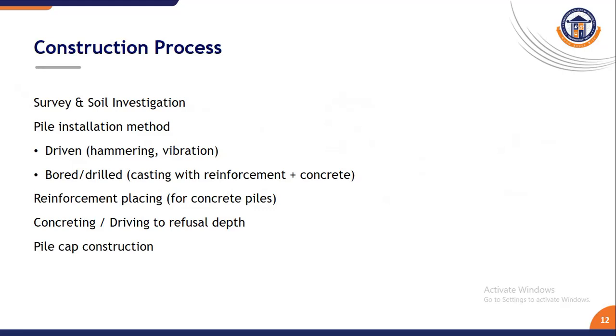Then the construction process of pile foundation begins with a detailed soil investigation to determine the depth and types of piles needed. Once the method is chosen, piles are installed either by driving, boring or drilling, followed by concreting and reinforcement placement if required. Finally, all the piles are tied together with a pile cap, which distributes the load evenly from the structure to the piles. Okay, these are all the processes of construction for making a pile foundation.